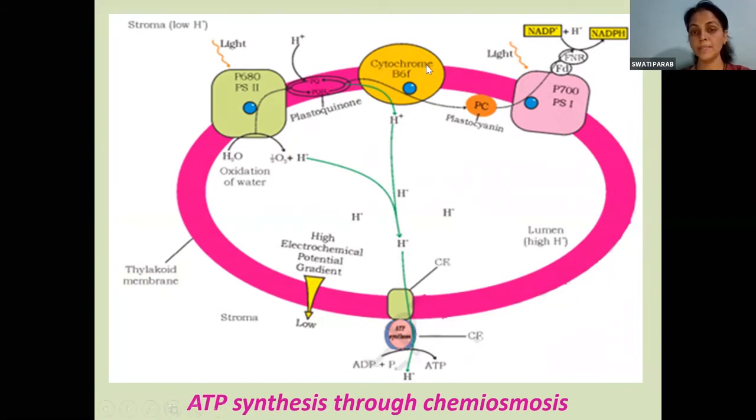See, this you will write: cytochrome B6, F. These two are different. Cytochrome B6 and F. These are two different cytochromes.